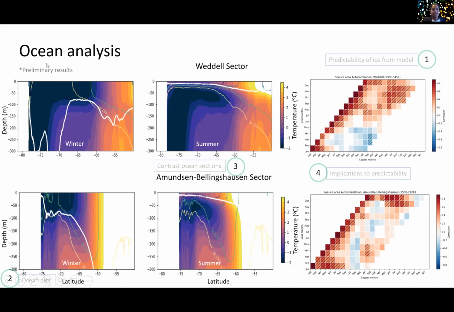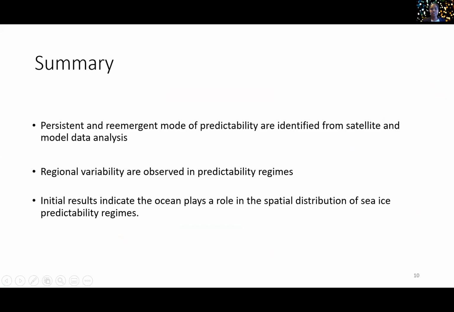To summarize, we have looked at the predictability for the observation and the model, and we've seen both persistent and re-emergent modes. We also noticed there is regional variability for the different sectors. And from the initial results, we can note that the ocean plays a role in the spatial distribution of the predictability. Thank you.